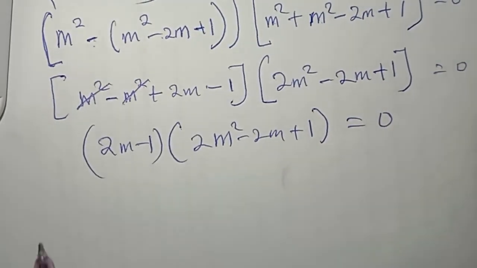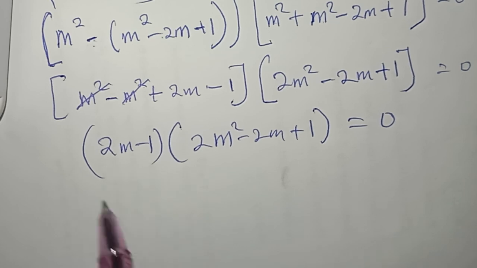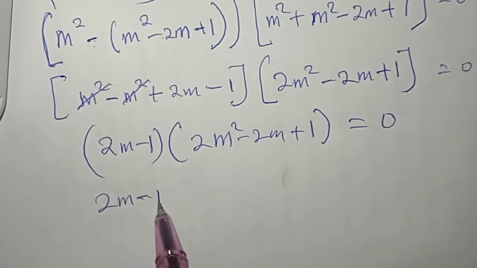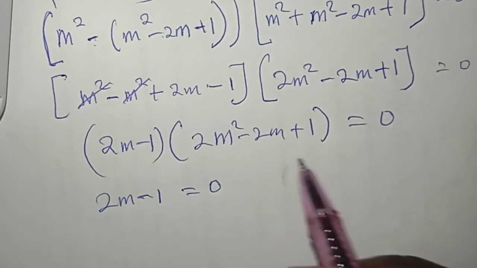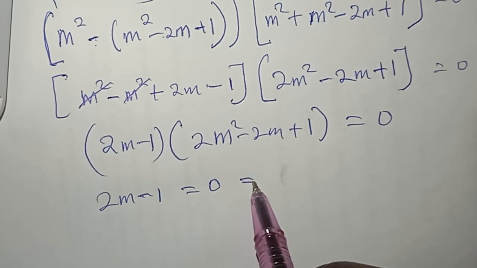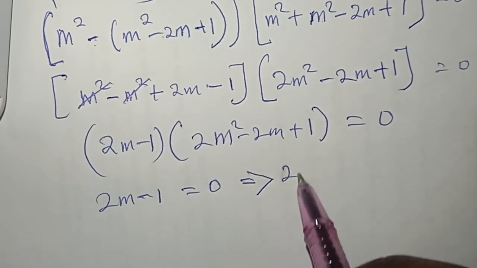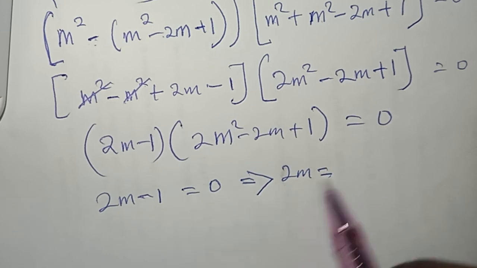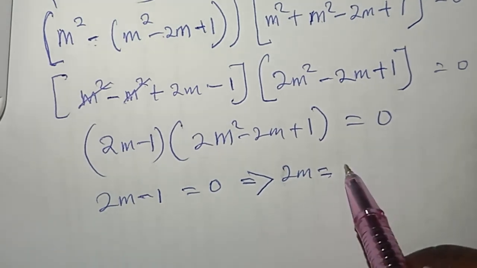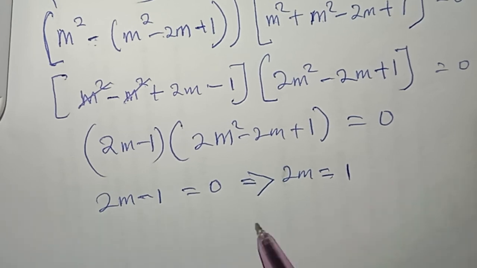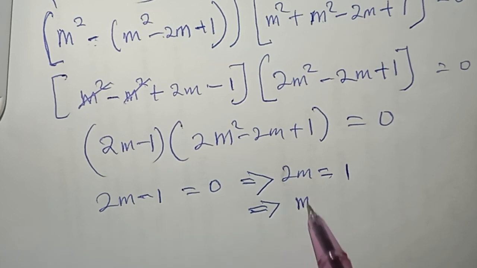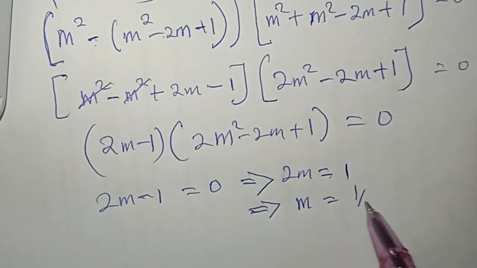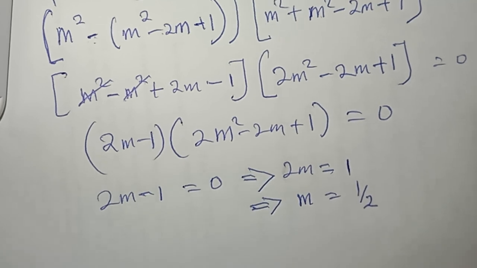So using the zero product rule, you can see clearly that 2m - 1 = 0. So that's the first one. This implies that 2m is equal to, bringing this minus 1 here, 1. And of course this implies too that m = 1/2.